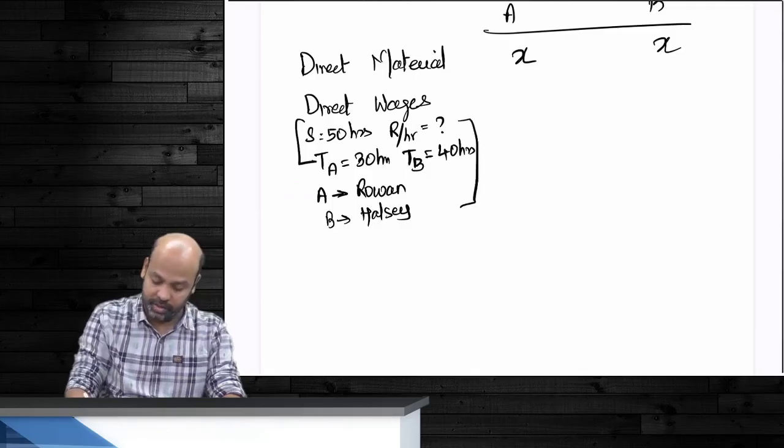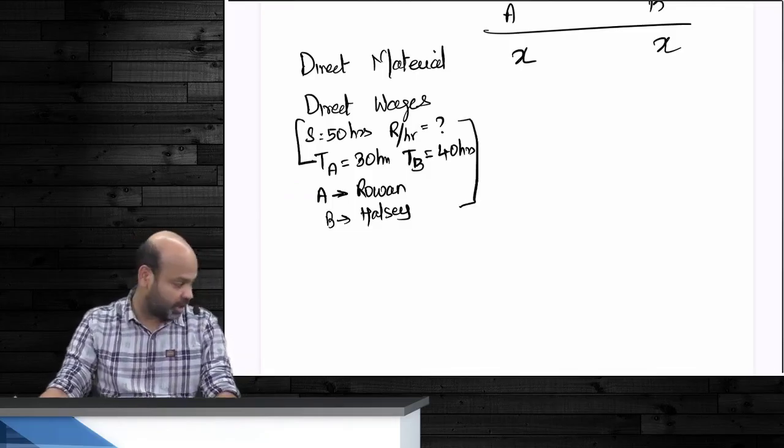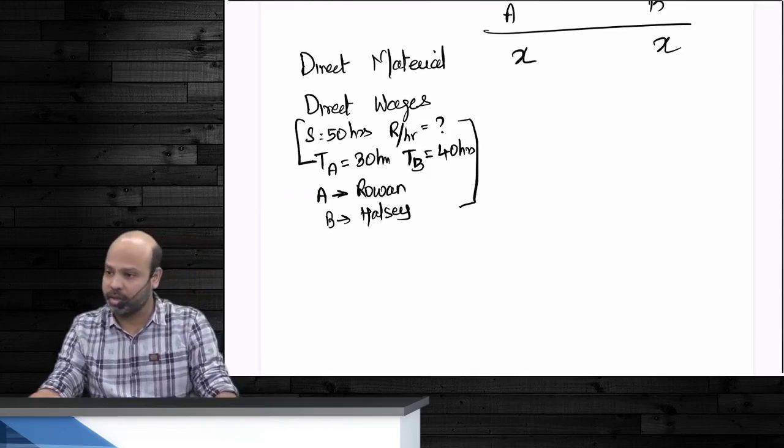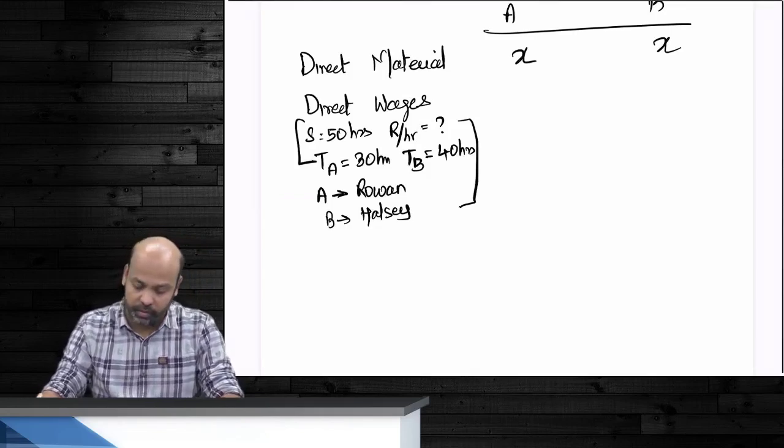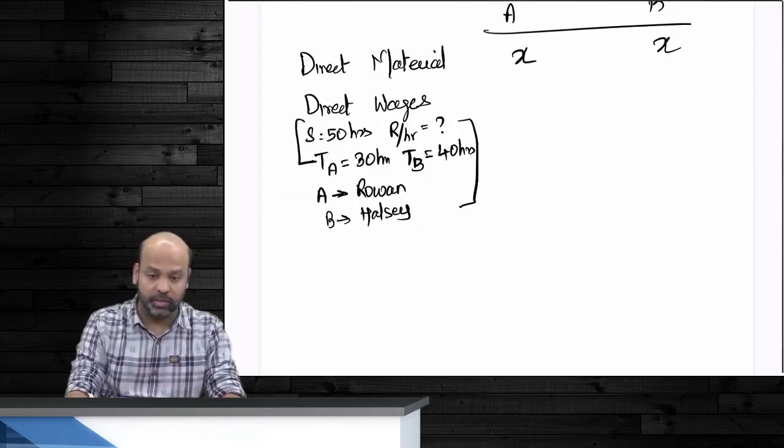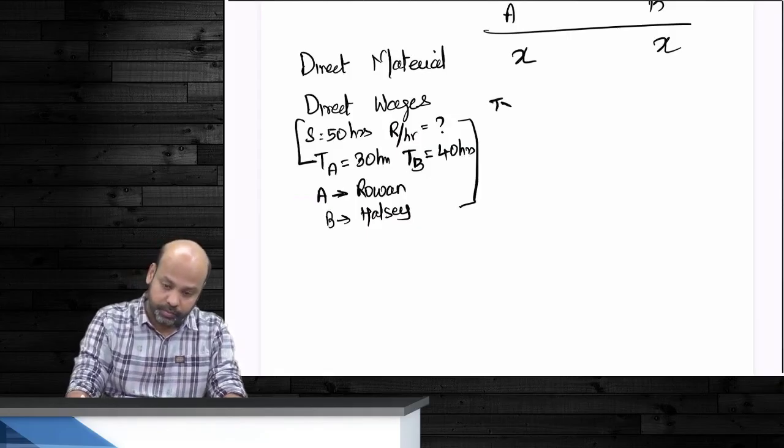I will make you cry, beta. Worker A is under Rowan, worker B is under Halsey scheme. Are we all clear about this? How do you compute wages under the Rowan scheme? What is the formula for that?